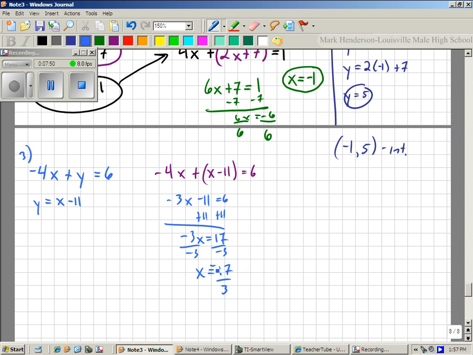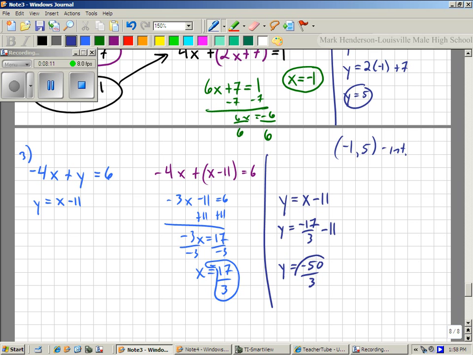So that's a little bit hard to read. This is our answer. Luckily I don't really have to multiply too much here. y equals x minus 11. So y equals negative 17 over 3 minus 11, which is negative 50 over 3. So our answer is negative 17 thirds, negative 50 over 3. Yes? Oops, negative 50. Yeah.